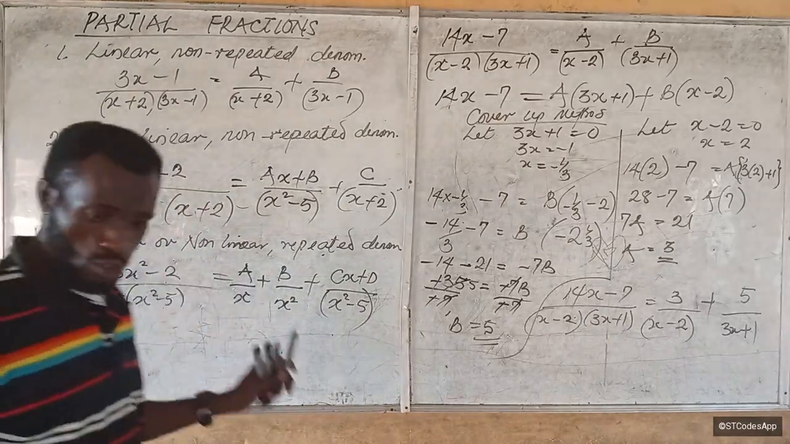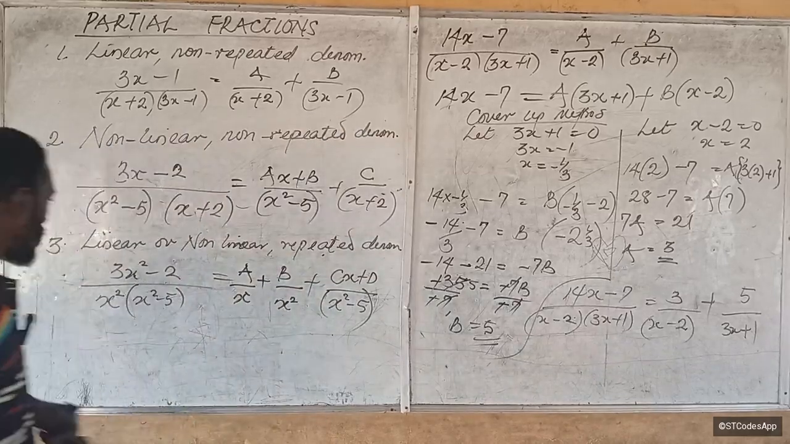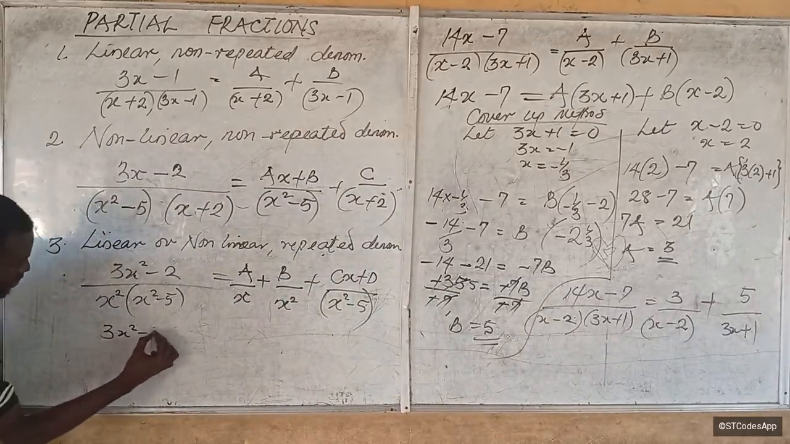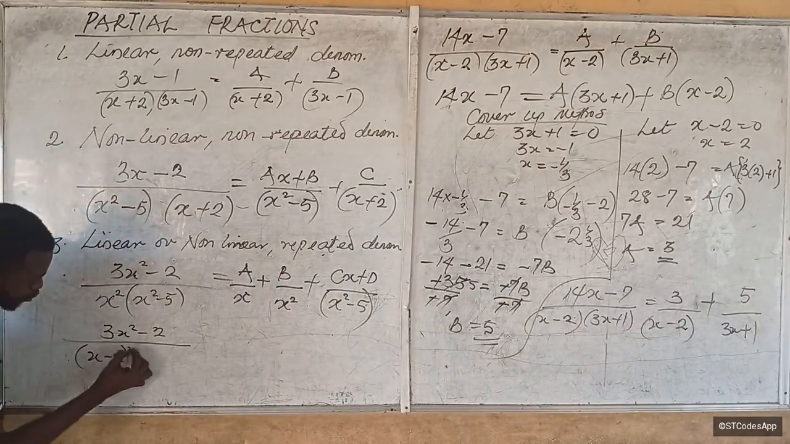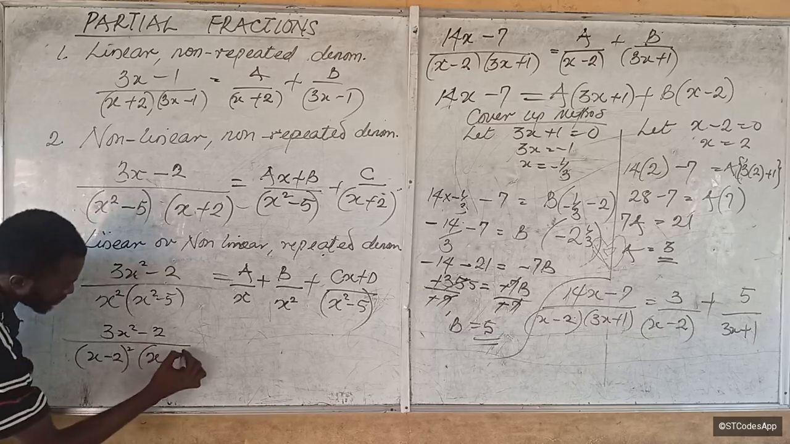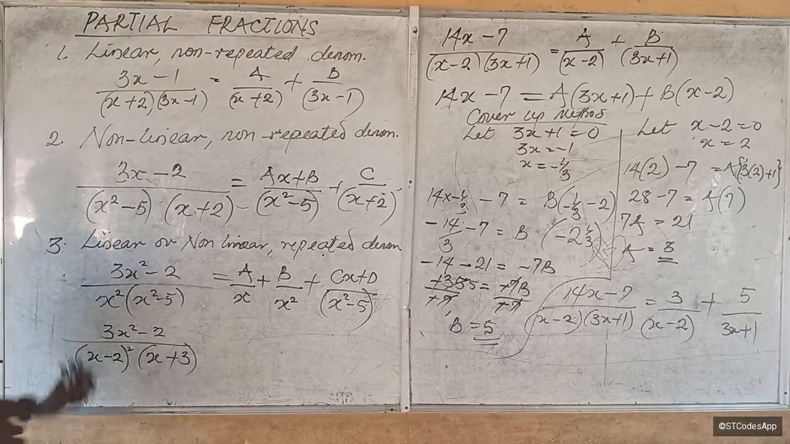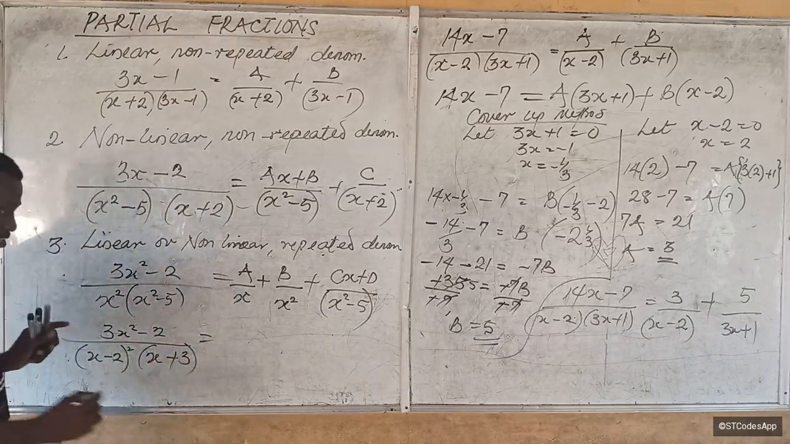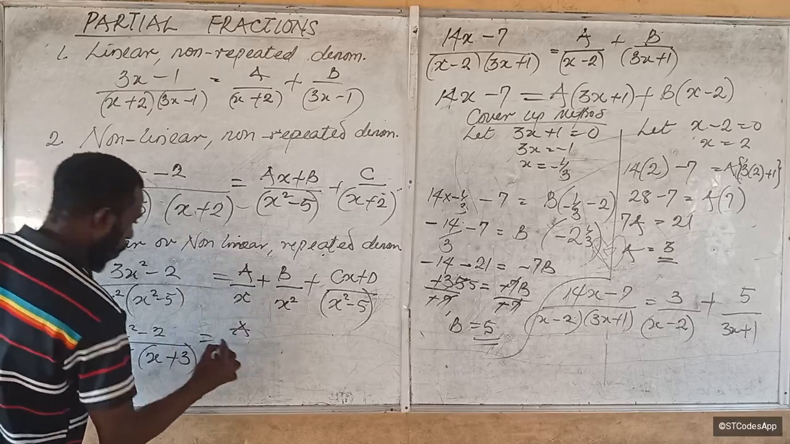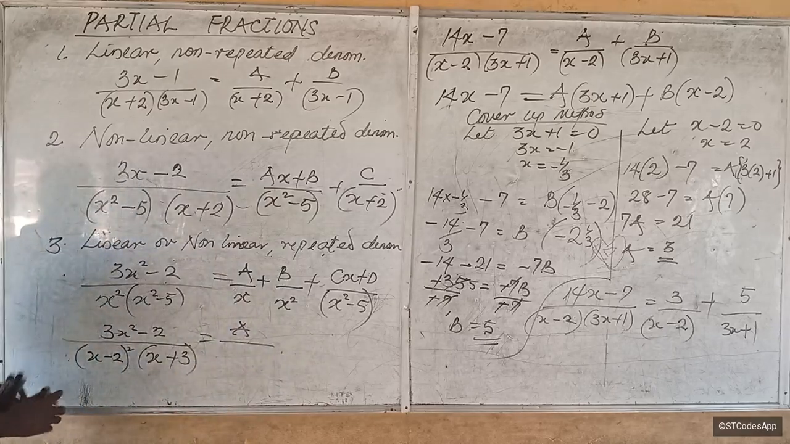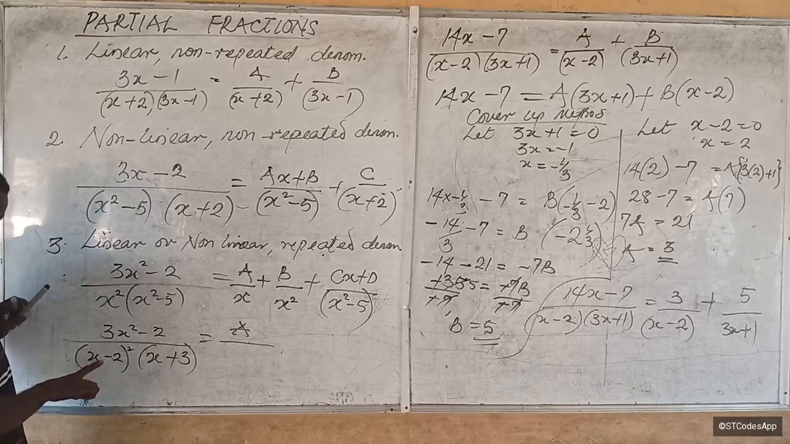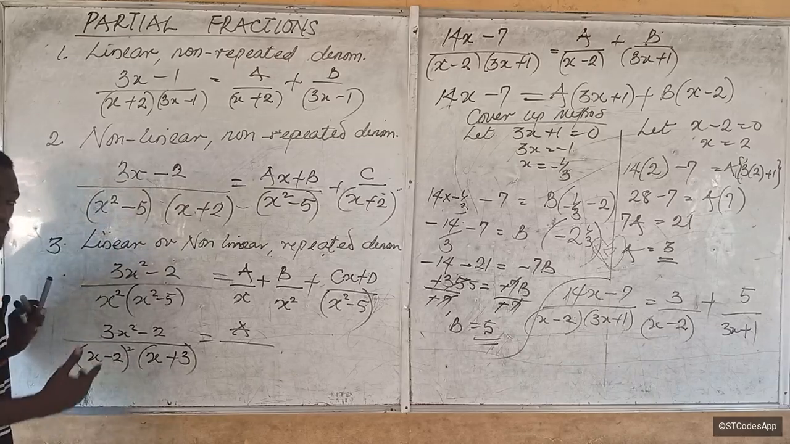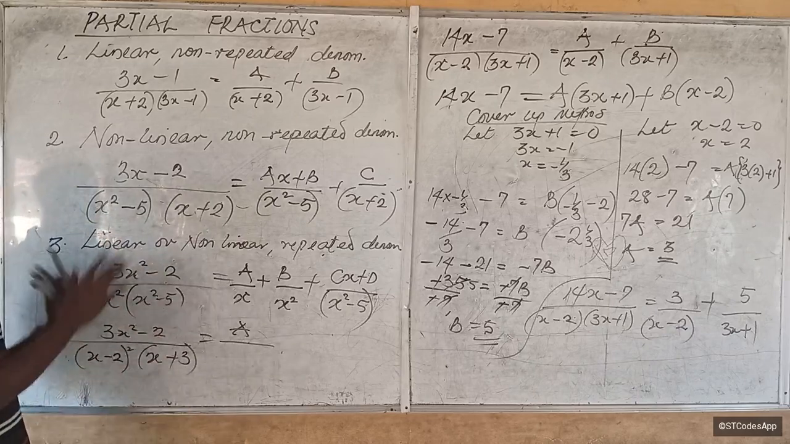All right. Let me show you another type of non-linear repeated. I could have 3x squared minus 2 all over x minus 2 all squared and x plus 3, for example. If I have something like this, I will express it this way, that a over, now, if you look at this, the degrees look the same, but they're not the same, because this one is squared, so this is going to be x squared times x, which is x cubed. So this is still a proper fraction.